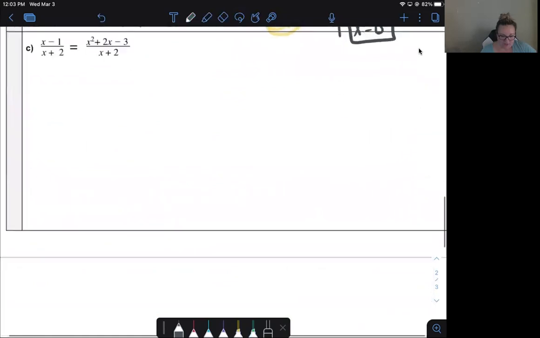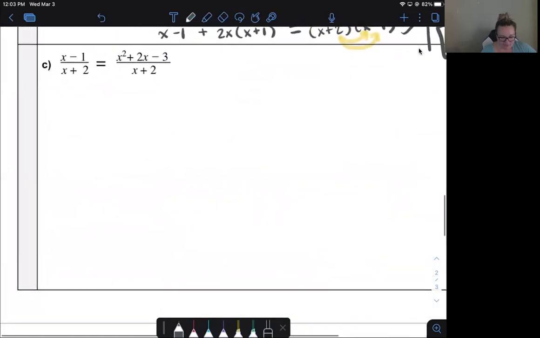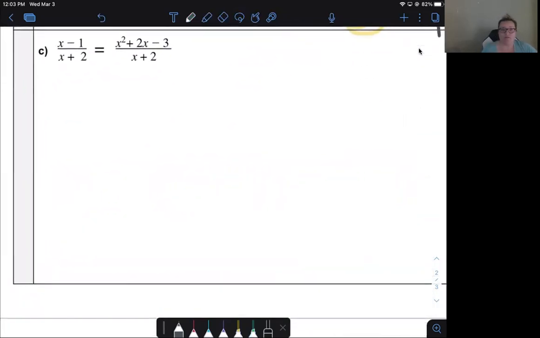All right, part C. So for part C, factor what you can, multiply the whole equation by your least common denominator, simplify those fractions, all your denominators should end up canceling, and then solve your equation. Go ahead and try this problem on your own. Just see how far you can get without me. I bet you can do the whole thing. Give it a shot.